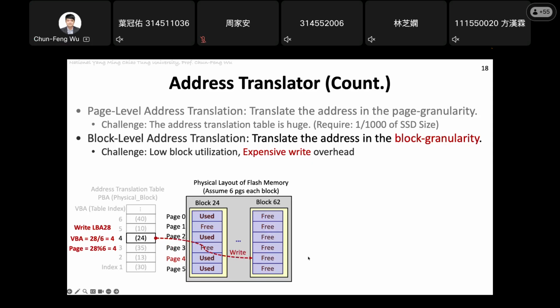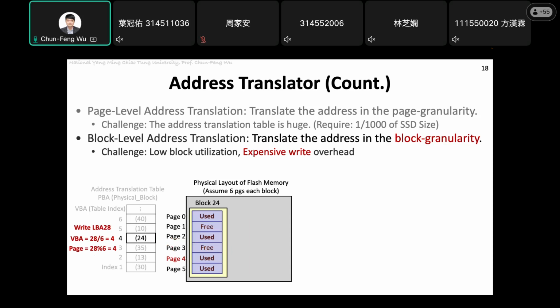After finding where the data for LBA 20 is stored, our next step is to do a write. Write means we need to do an update, but we cannot directly update here, because we would have to erase everything, which is expensive. So what we are going to do is find a free block, let's say block 62. Block 62 is a new block, so there is nothing in it. We are going to write the data to it.